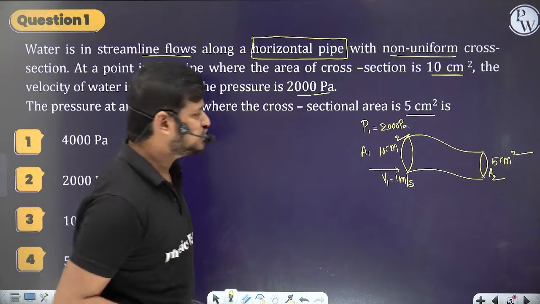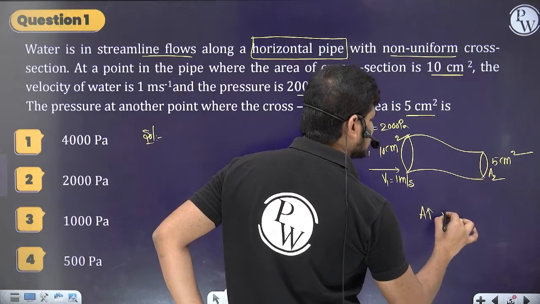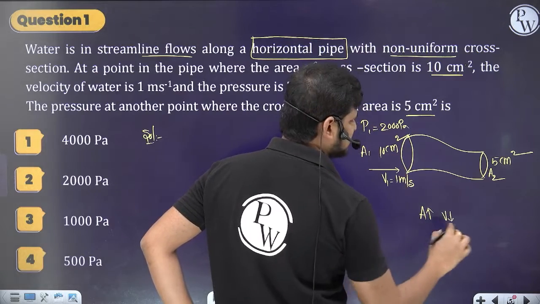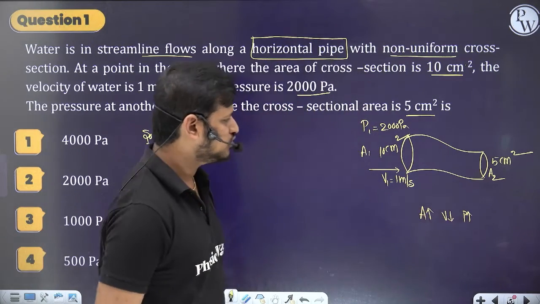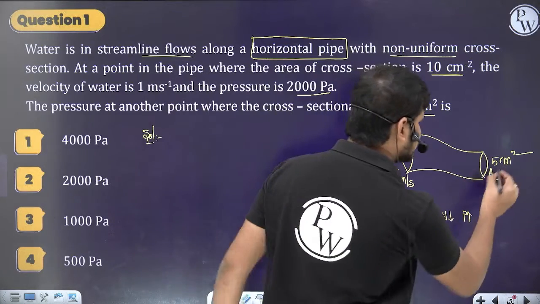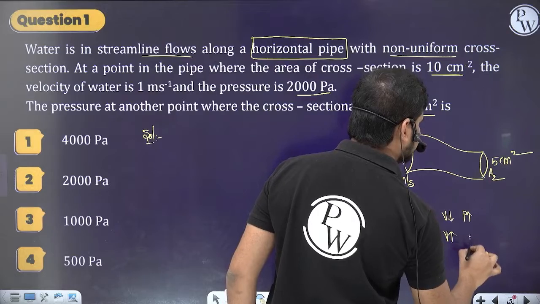One thing you should understand: here the cross-sectional area is more, so the velocity will be less. If the velocity is less, the pressure is more here. In this particular case the cross-sectional area is less, so here the velocity will be more and the pressure will be less.